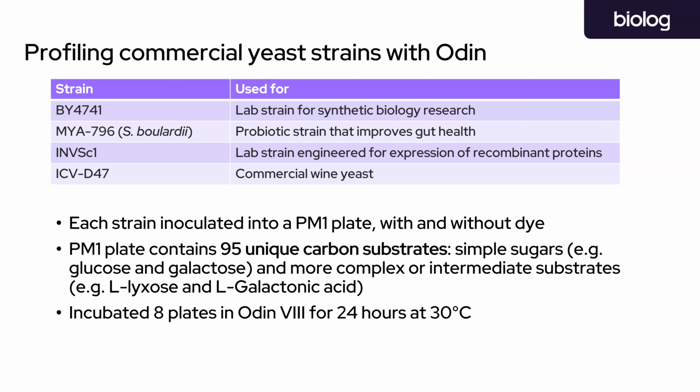So we took each of these 4 strains, we inoculated each of them onto a PM plate, and we did it with and without our redox dye. So that's a total of 8 plates, which is just one run of the instrument. And we just left them in the instrument for 24 hours, and Odin 8 did all of the incubation and the reading at 30 degrees, and then gave us the data at the end.